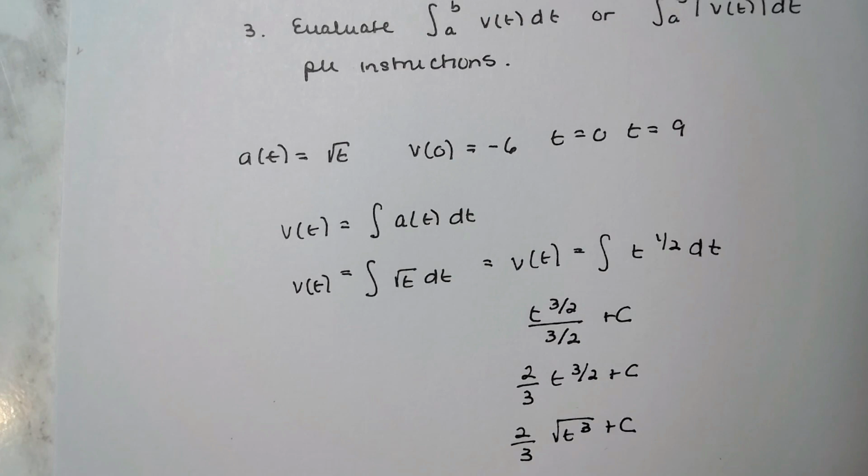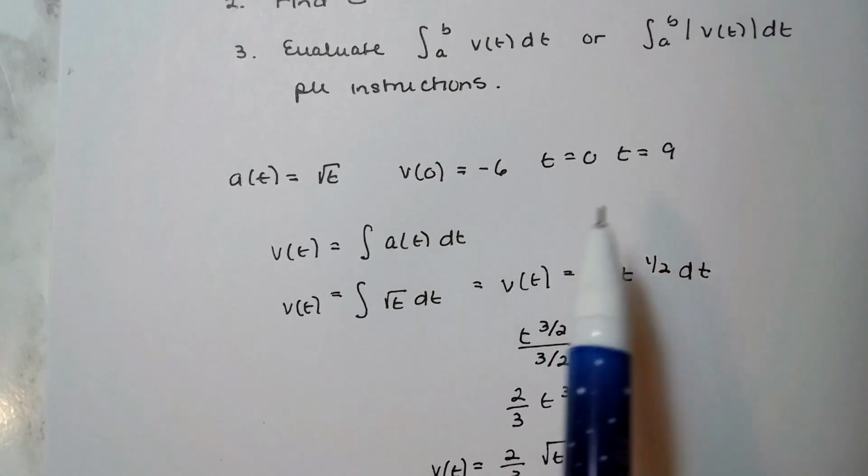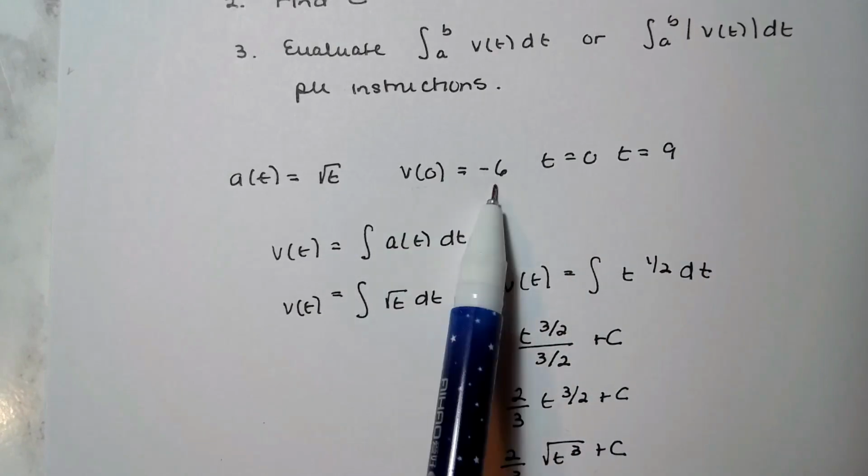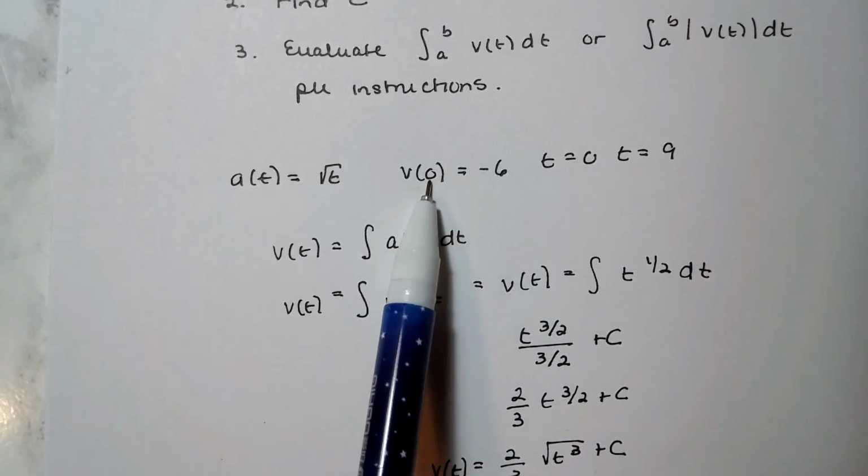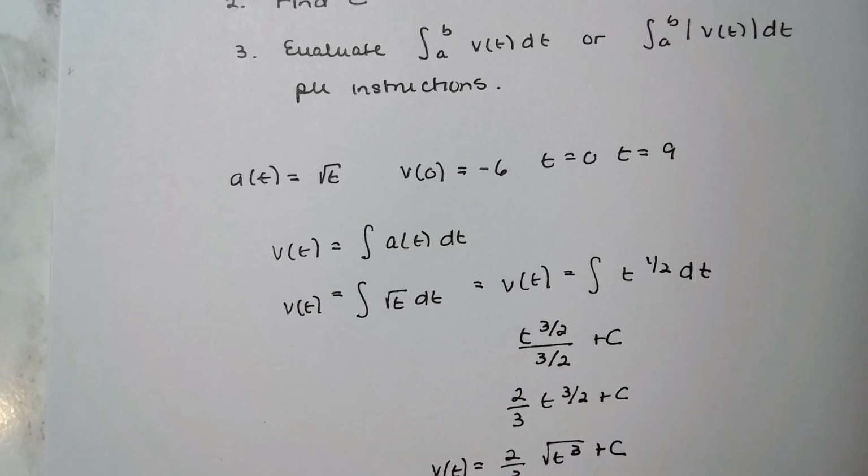Right? So, I have my partial velocity function. I need to find c. So, how do we find c? We find c by this statement here. They're telling us that if I plug a 0 in, the velocity is negative 6.